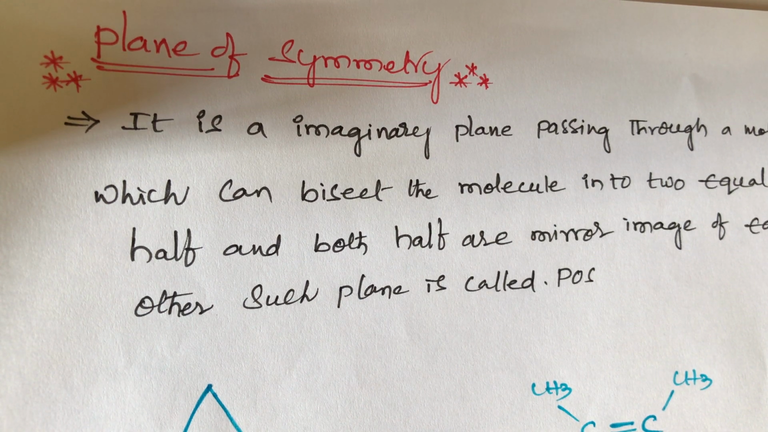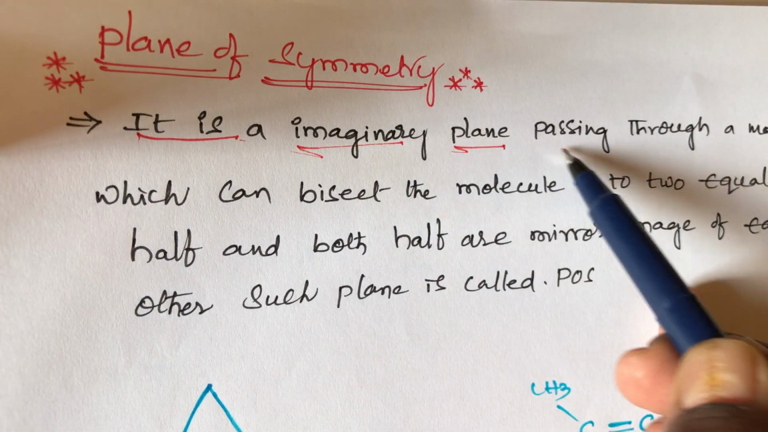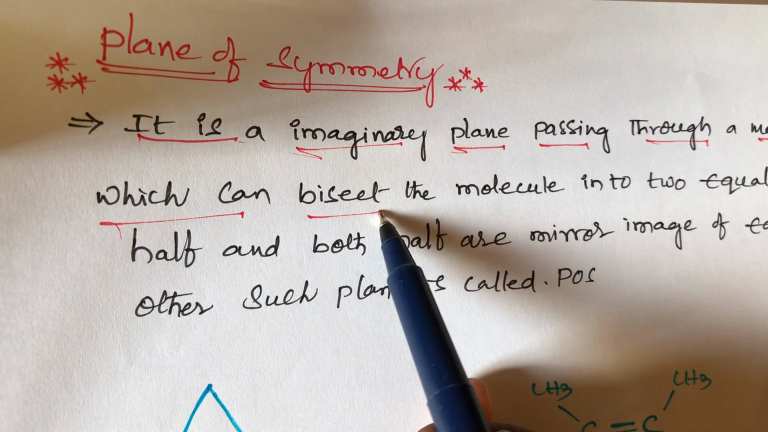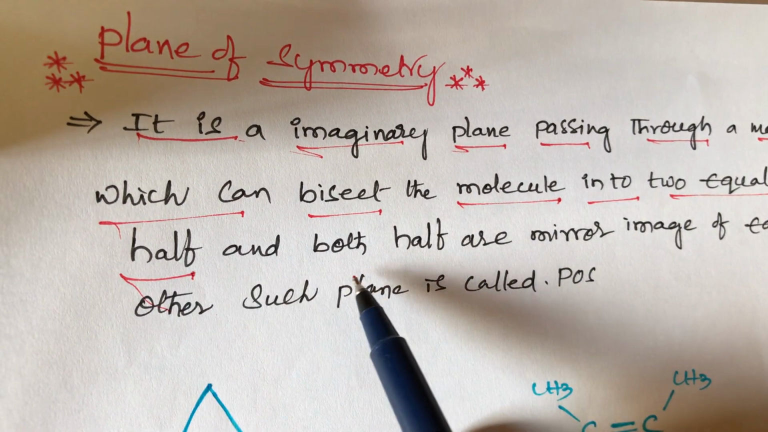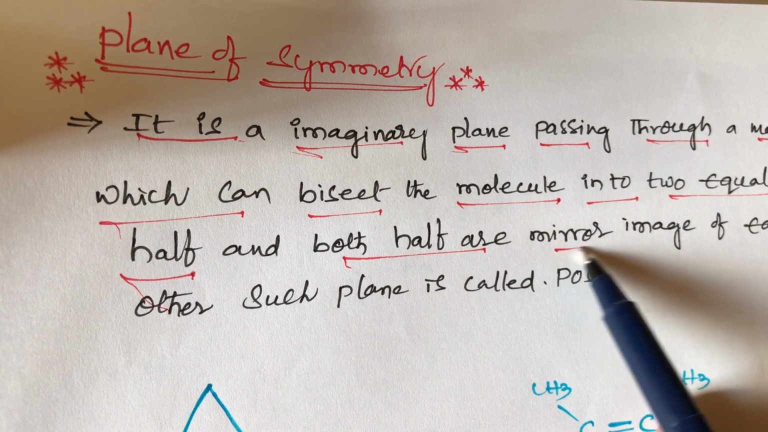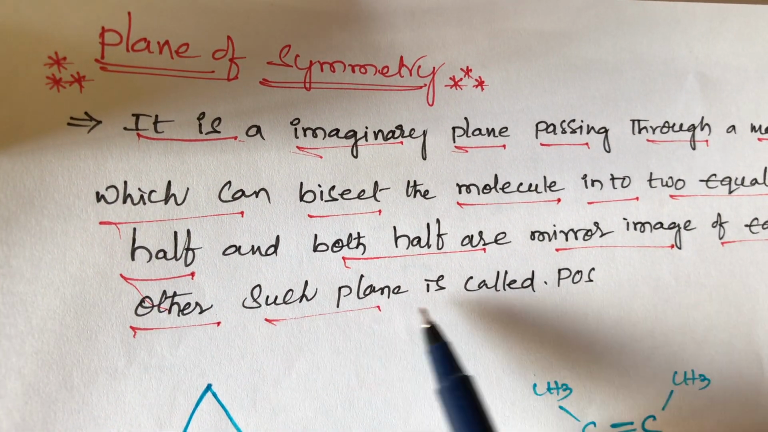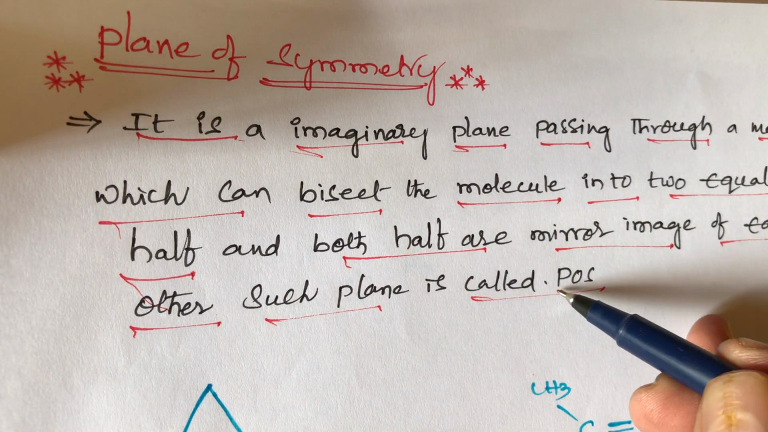Once again, student, what is the plane of symmetry? It is an imaginary plane passing through a molecule which can bisect the molecule into two equal halves, and both halves are mirror images of each other. Such a plane is called a plane of symmetry. POS means plane of symmetry.